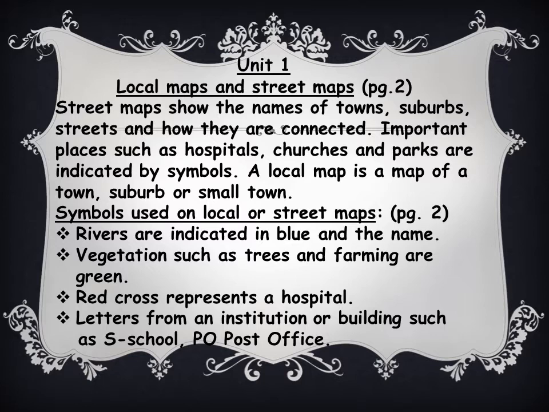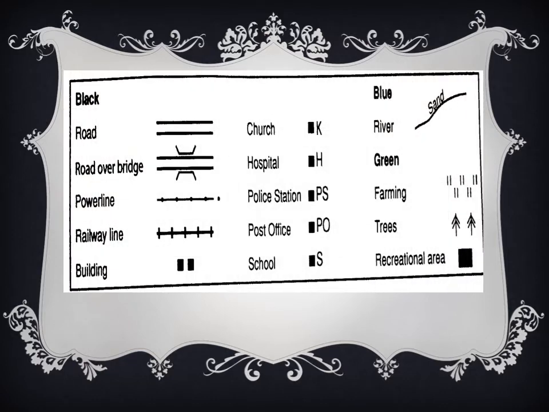Rivers are indicated in blue and the name. Vegetation such as trees and farming is green. Red cross represents a hospital. Letters from an institution or building such as S is for school, PO for post office. The next slide is going to show you the different symbols that we get and which we can use.